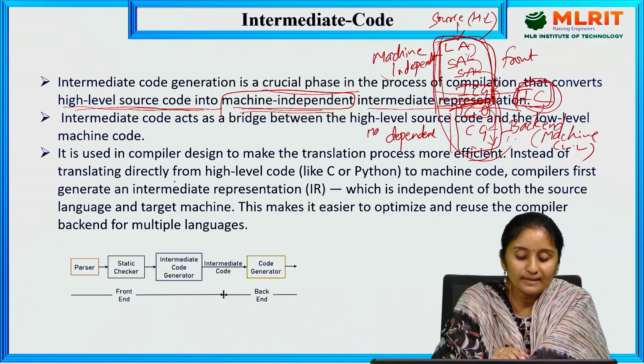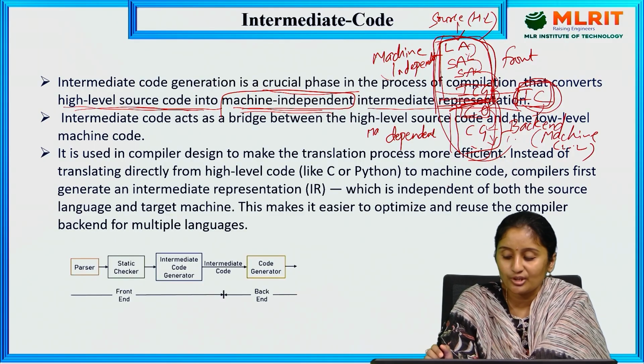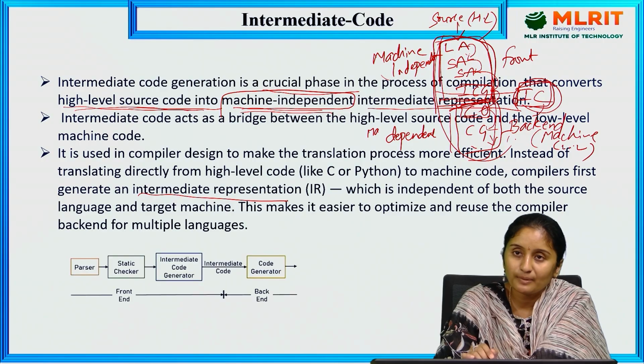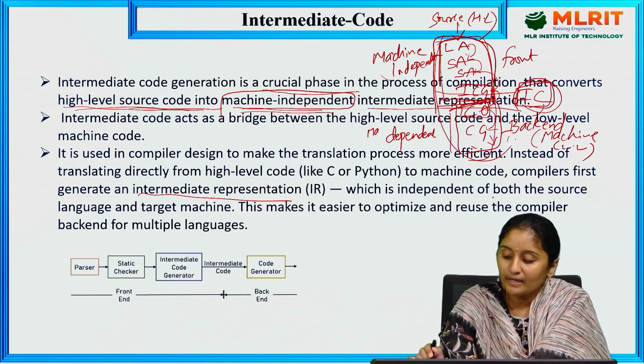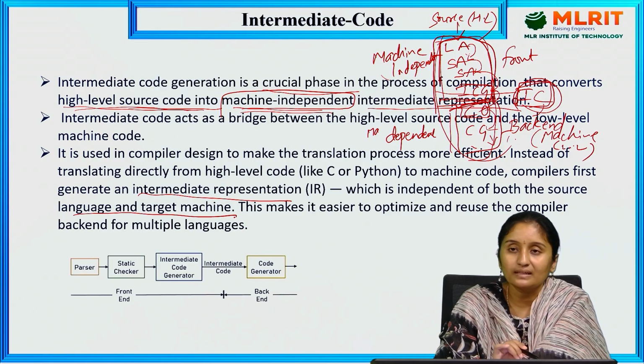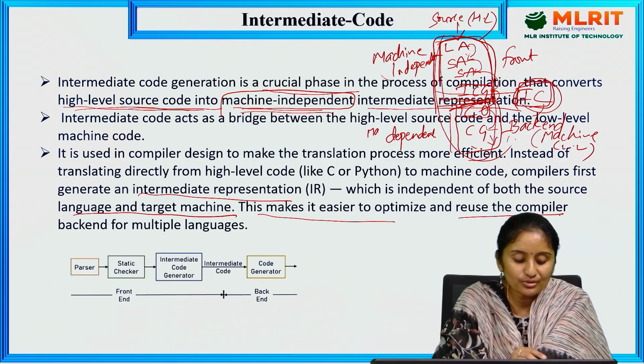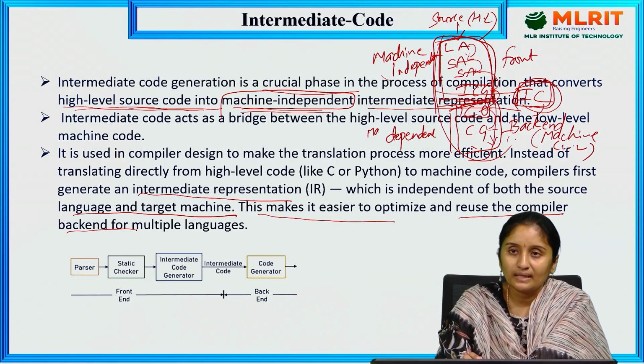Instead of translating directly from high level language to machine code, the compiler first generates an intermediate representation which is independent of both the source language and the target language. This makes it easier to optimize and reuse the compiler backend for multiple languages.